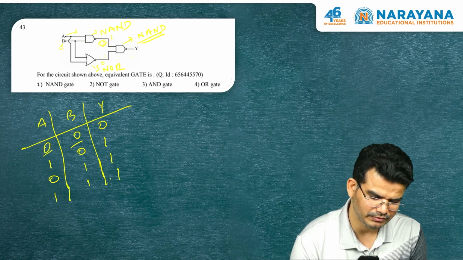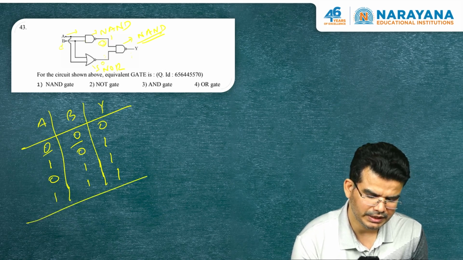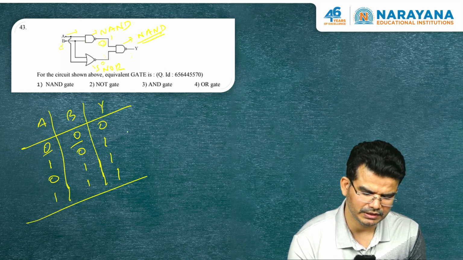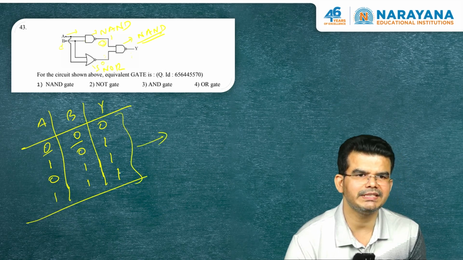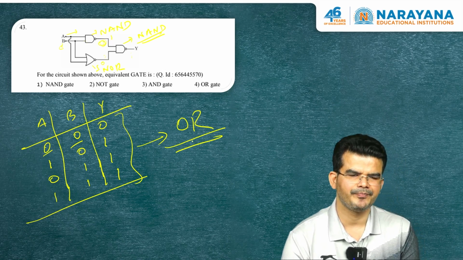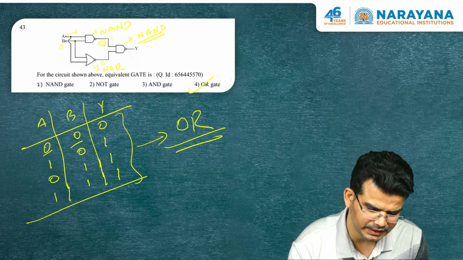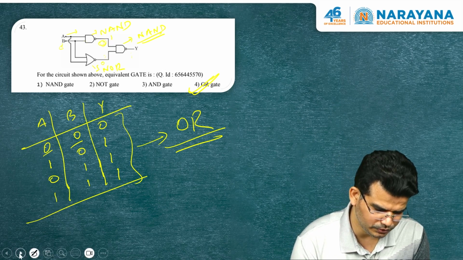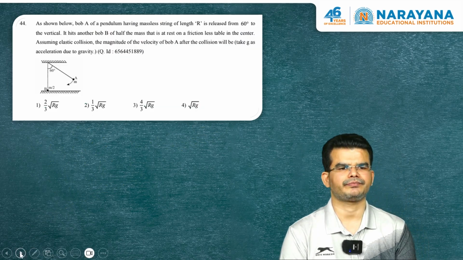So now see, we are ready with our truth table. A and B: 0 0 gives 0, 1 0 gives 1, 0 1 gives 1 and 1 1 gives 1. This is the truth table of which gate? OR gate. So definitely fourth is the correct answer. Let us move to the next one.